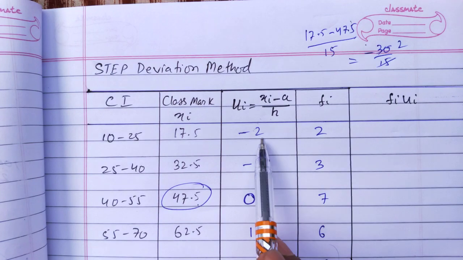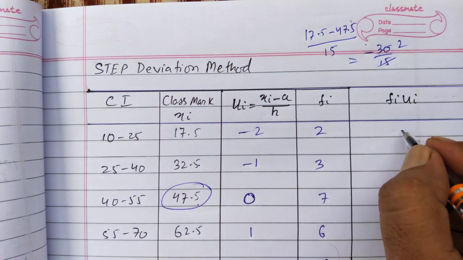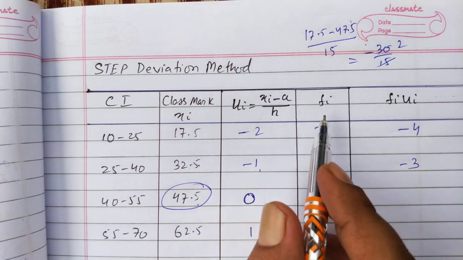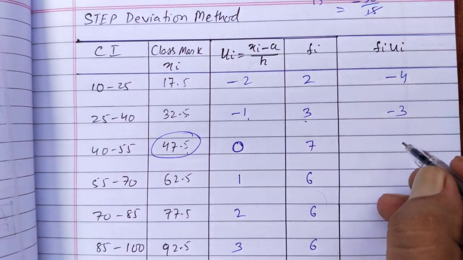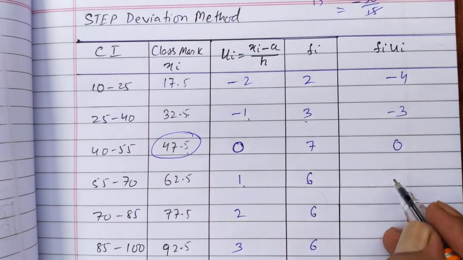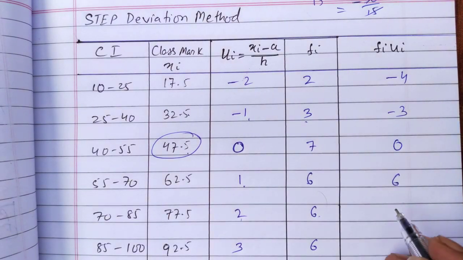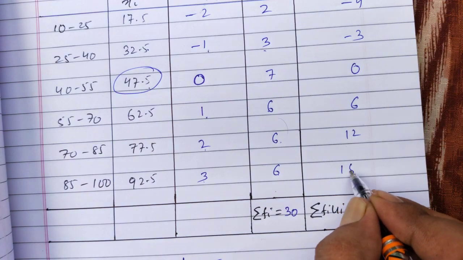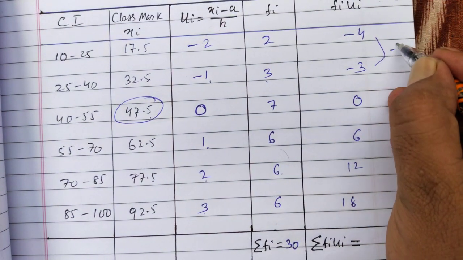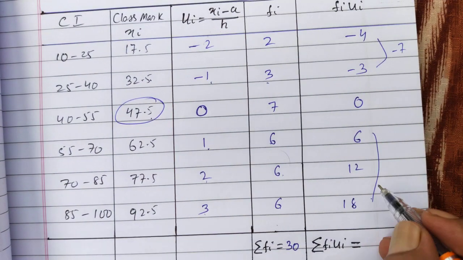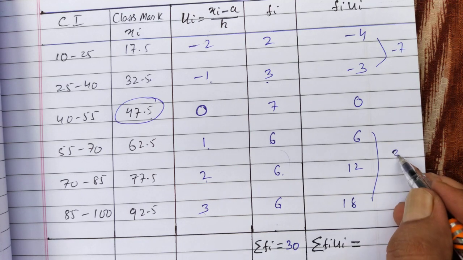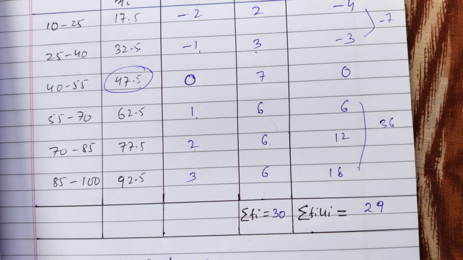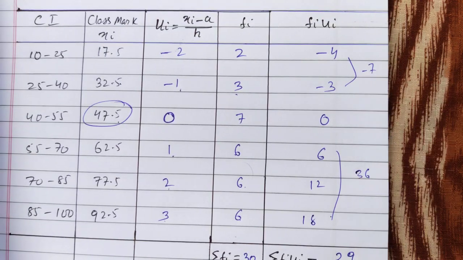Now we'll find the product of these two. This is -4. These two is -3. fi ui, okay? 0 into 7 is 0. 1 into 6 is 6. 2 into 6 is 12. 3 into 6 is 18. So the negative numbers you add, -7. Positive numbers also you add, 36. Subtract it, you'll get 29. Okay, if you solve this, 29.